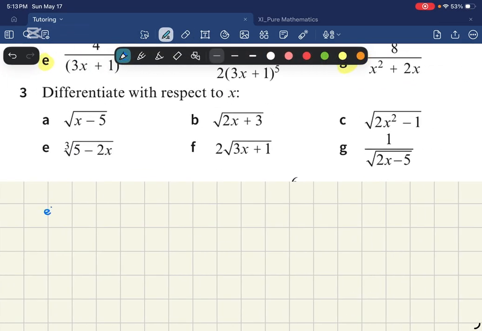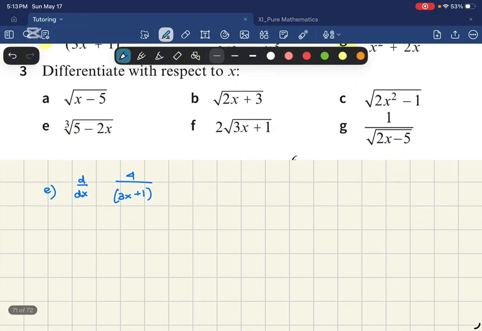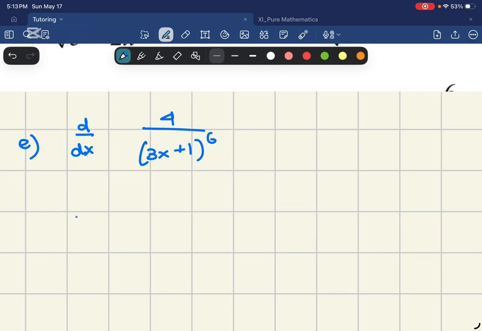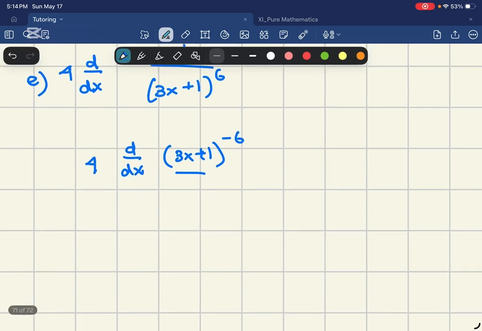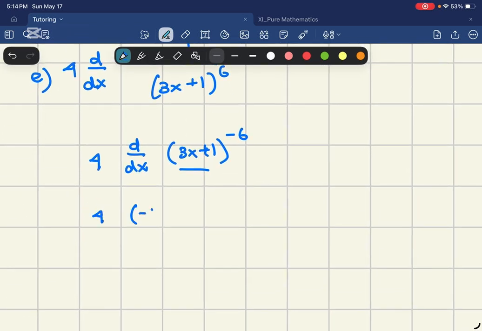So E is going to be d by dx of 4 over 3x plus 1 to the power 6. So you can take the 4 out, and d by dx of 3x plus 1 to the power minus 6, right? So you factor out your 4, and then you can write this expression as this. So 4, you bring minus 6 to the front, 3x plus 1 to the power minus 7. But whatever is inside is not x, so you differentiate it again.